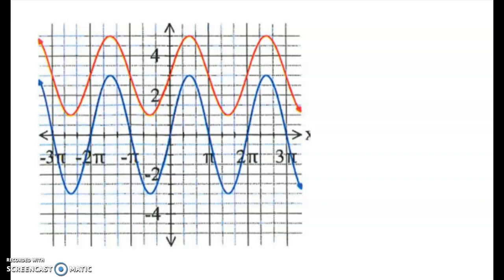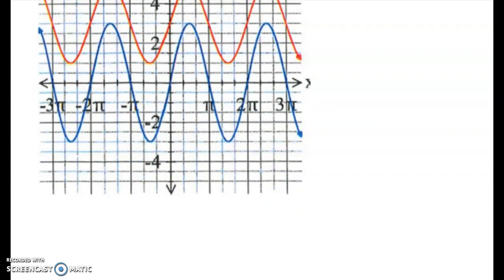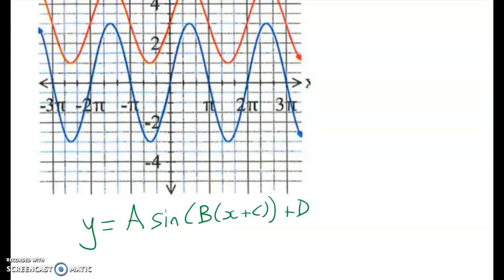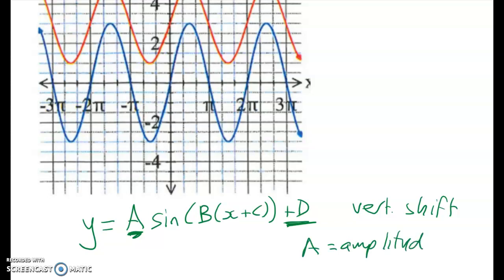So let's now start with looking at the blue curve and remember, what is my basic form of sine curve? Well, I've got y is equal to a sine(bx plus c) plus d. So what are all these things and where is a good place to start? Well, the d is the vertical shift. And the a is the amplitude. Now, I always start by finding the vertical shift and from there finding the amplitude.